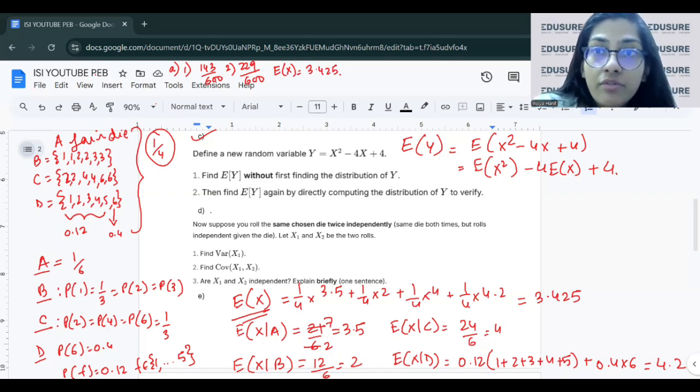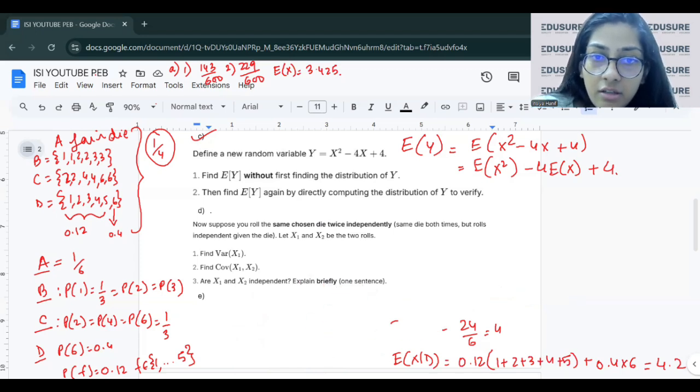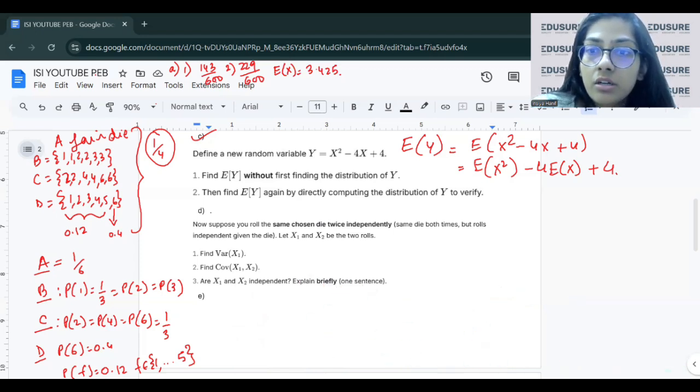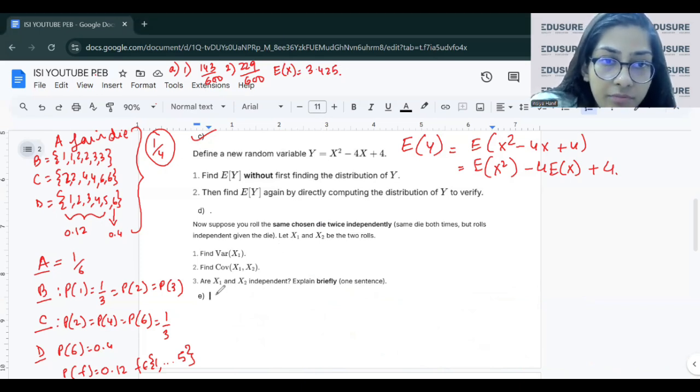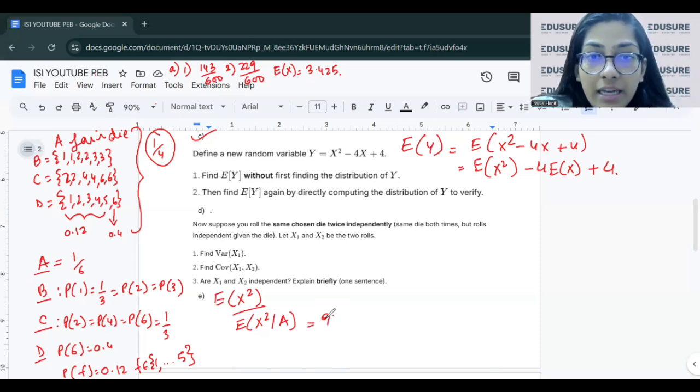Now we need to do expectation of x square. So let's erase a lot of things here. जैसे हमने expectation किया था वैसे ही हम करेंगे. You just have to square the individual numbers of each die. So expectation of x square अगर हमें कैलकुलेट करना है तो we first have to calculate expectation of x square given a. तो ये क्या होगा 1 square plus 2 square plus 3 square plus 4 square plus 5 square plus 6 square by 6. So this is going to be 91/6.